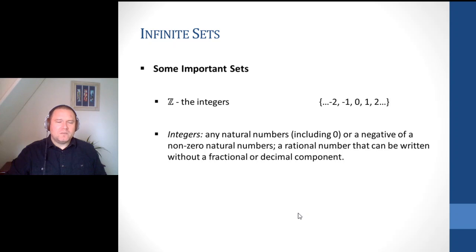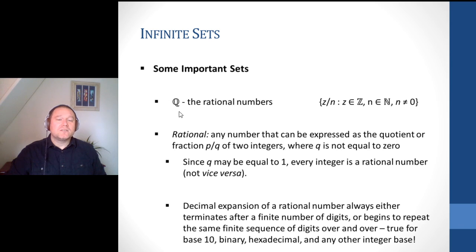Now another important set we can come across is Q. And Q is the rationals. We can express the rationals as basically any number that can be expressed as the quotient, the fraction P over Q, of two integers. Notably, of course, Q is non-zero. So this will include all the whole numbers, but it will also include anything that we can express as a fraction with whole integers.